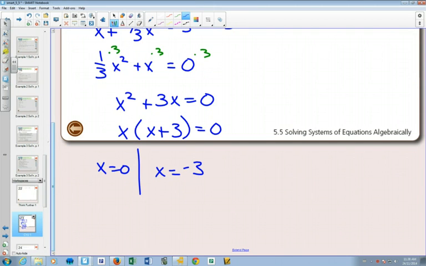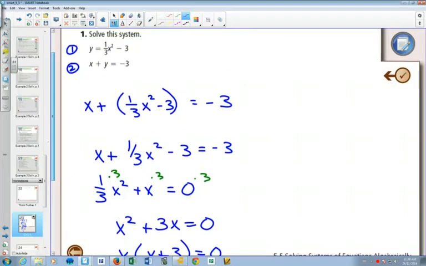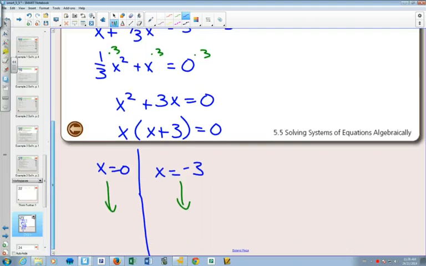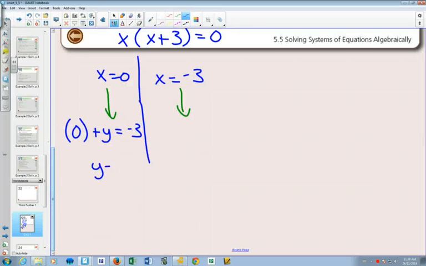And now we need to find what the y value is for each of those. Which equation looks much nicer to use? The second one, because it has no squares in it. x plus y equals negative 3. So 0 plus y equals negative 3. What could y possibly be? How about negative 3.